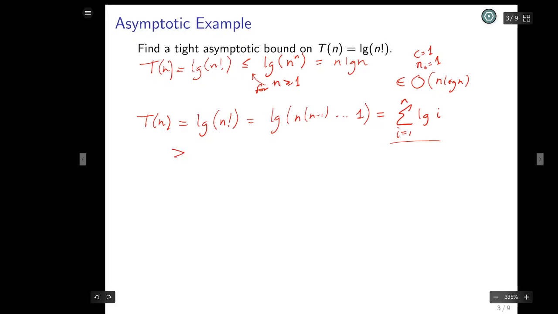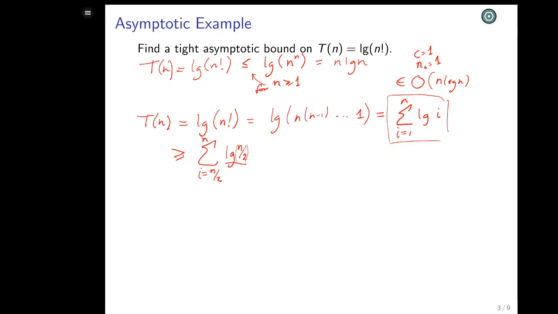This is certainly greater than or equal to the sum of log of n over 2 for i equal n over 2 up to n. If I just look at this summation, and I only look at the parts of it for which i is bigger than n over 2, then every single one of those terms is bigger than log of n over 2. Now, you're thinking I'm throwing away a lot here. Right? Like I threw away half of the summation. I threw away all the terms that involve 1 through n over 2 minus 1. I'm only keeping these.